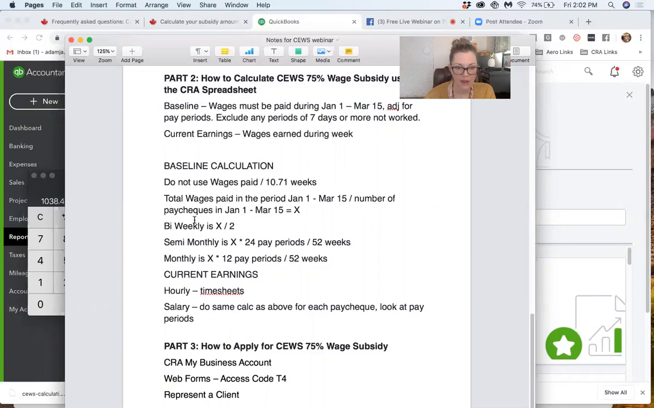And then divide that by the number of paychecks they received. So look at your calendar, look at the pay dates on your calendar. Is it bi-weekly? Is it semi-monthly? How many paychecks did they receive? Take the total divided by number of paychecks, and then do this calculation. If you're bi-weekly, take that amount divided by 2. Semi-monthly, take that amount times 24 divided by 52. And for monthly, go times 12 divided by 52. And that will work whether you are hourly or salary, because what you're trying to get here is an average.